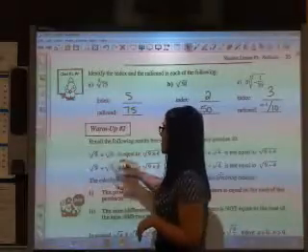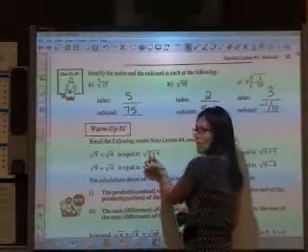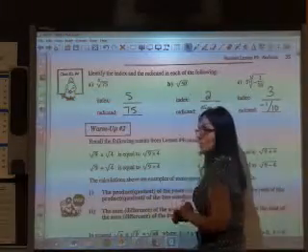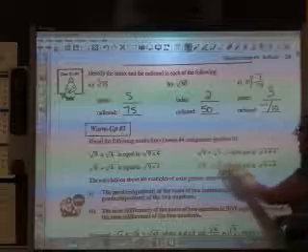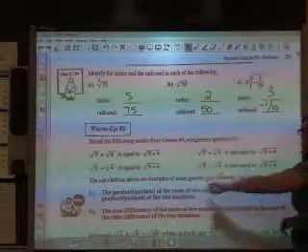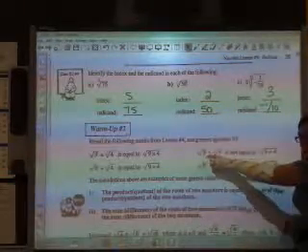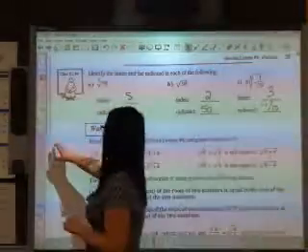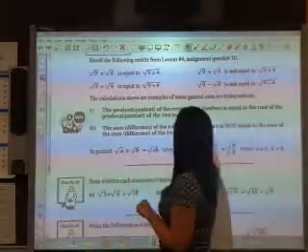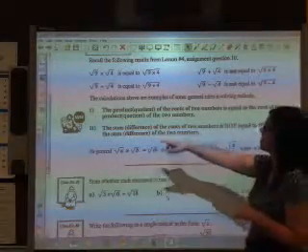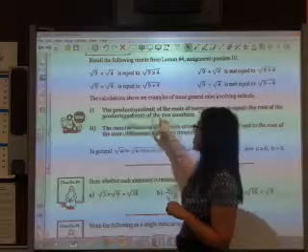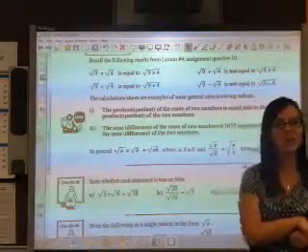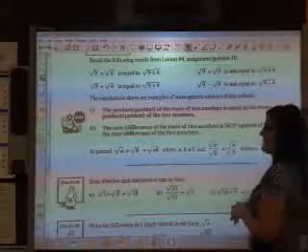If I'm multiplying radicals, I can do them separately or I can put them together. If I'm dividing radicals, I can do them separately or I can put them together. If I'm adding and subtracting, I cannot. They have to be kept separately. I have to calculate them separately. So the product or the quotient of the roots of two numbers is equal to the root of the product or quotient of the two numbers together. So product and quotient I can put together. Sum and difference I can't.